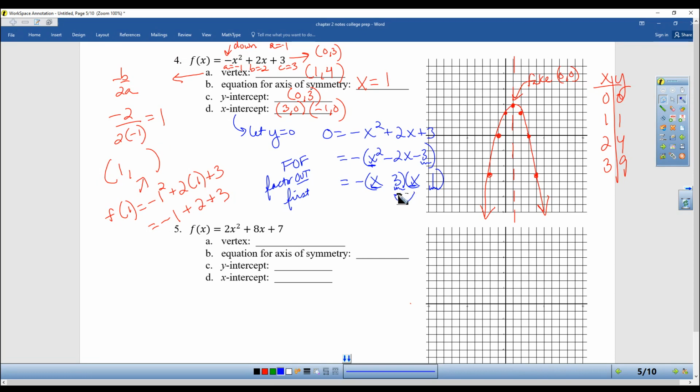Well, since the inners make 3x and the outers make 1x, and I'm trying to get a negative 2x, I want this to be negative and this to be positive. How do I make the 3x negative? By putting the negative there. And I can make the 1x positive by putting the positive there. So if I hadn't had the graph, now I could see from here that if x is 3, that would make 0. And if x was negative 1, that would make 0. So you don't have to make the graph to find the x-intercepts.